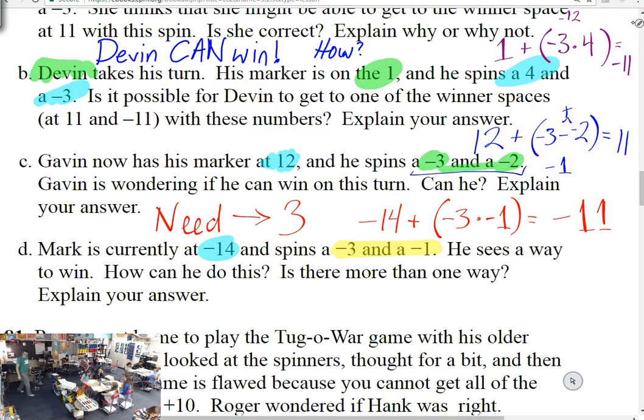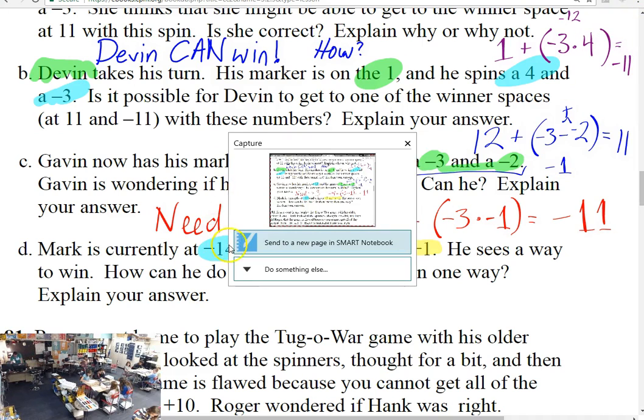Grrr! Alright, move on to 81. Check it out. I need to capture this. My screen won't work to, like, click this.